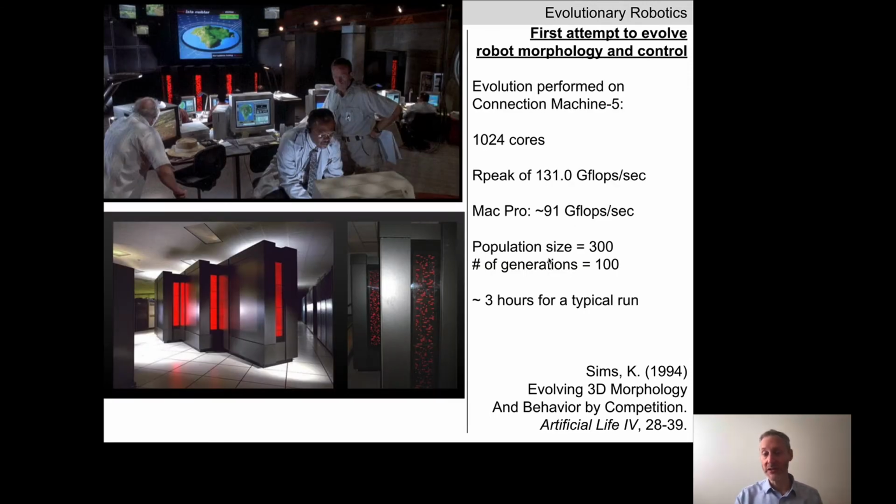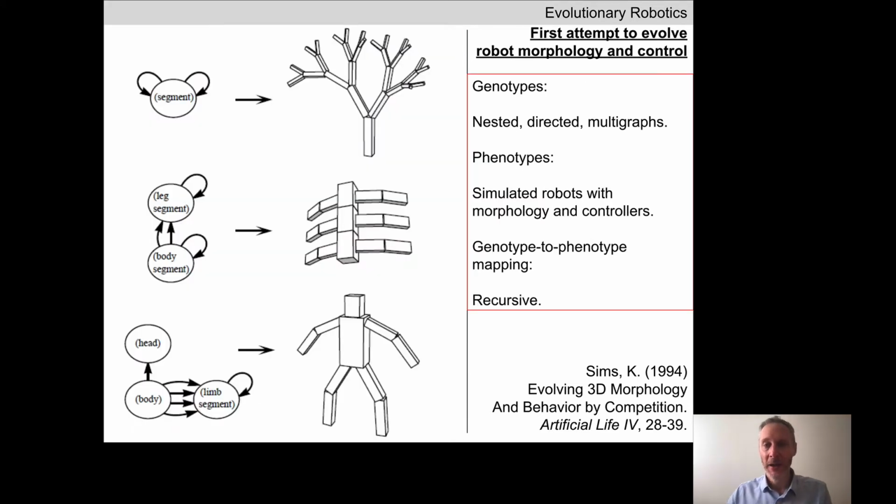Okay, sorry, a detail I forgot to mention on the Connection 5 machine, Sims was evolving his creatures. He used an initial random population of 300 creatures and evolved those 300 creatures for 100 generations. Some of you may not be able to achieve that at the moment on your laptops, but on the Connection 5 machine, this actually didn't take too long, about 3 hours. Okay, so in many ways, both hardware and software, this was work that was ahead of its time. Okay, let's unpack Sims's project here, how he actually accomplished this.